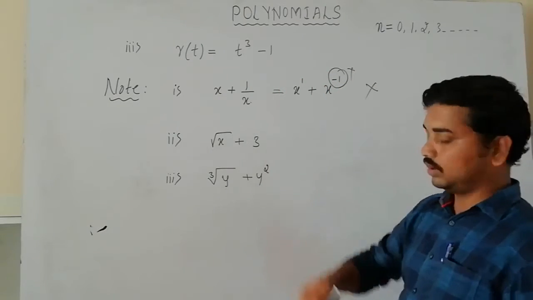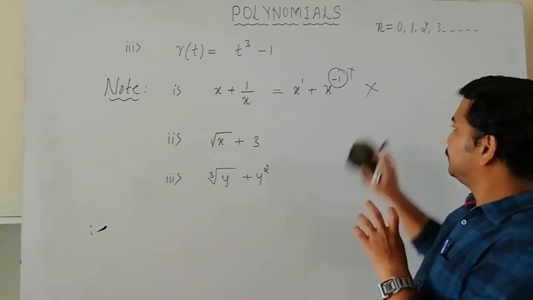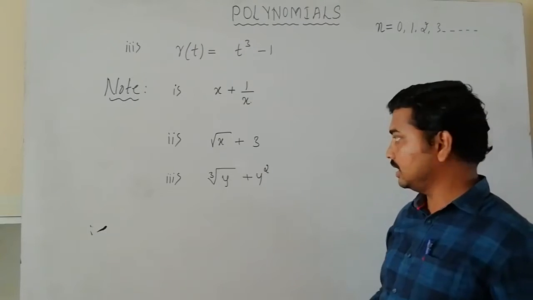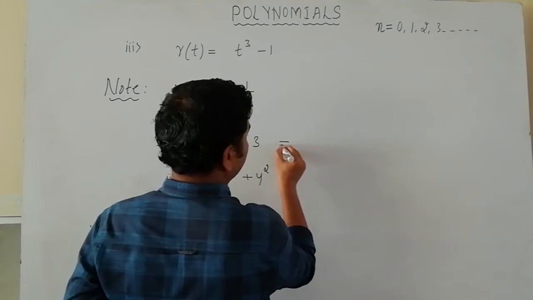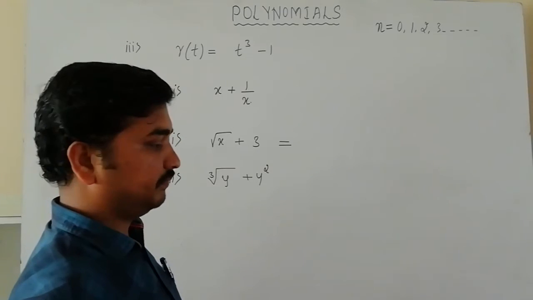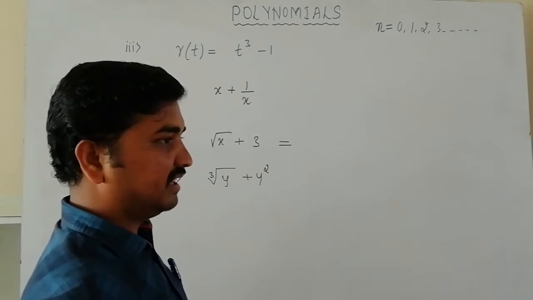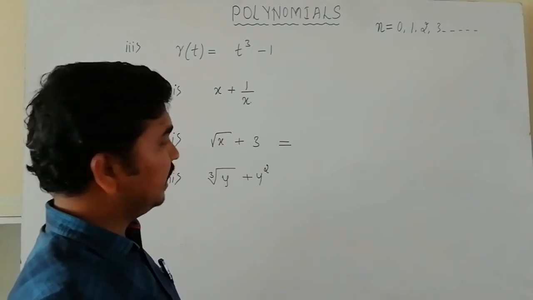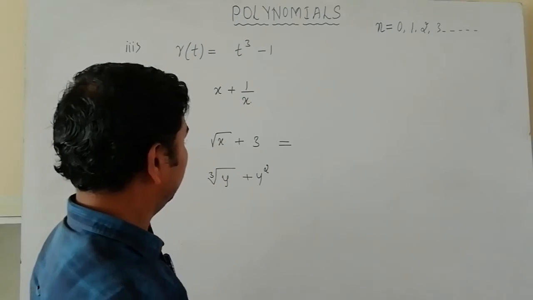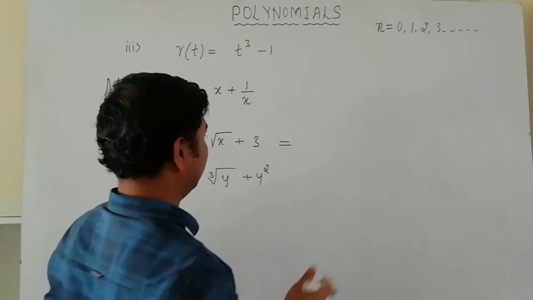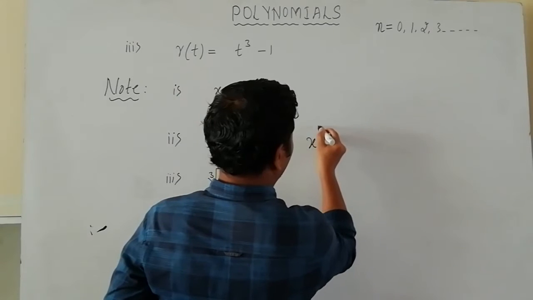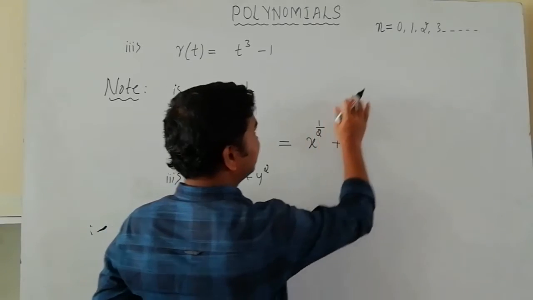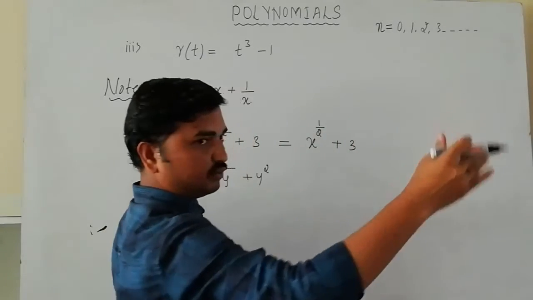Now come to the second one. What will happen in the second one? Okay, what can you say about the second one? Not a polynomial. Tell me the reason. It has root x. It is in the form of root. Root means why? Having an exponent as 1 by 2. That is important. Root x means what? X power 1 by 2 plus 3. Exponent of x is always 0, 1, 2, 3, 4, 5 like that.